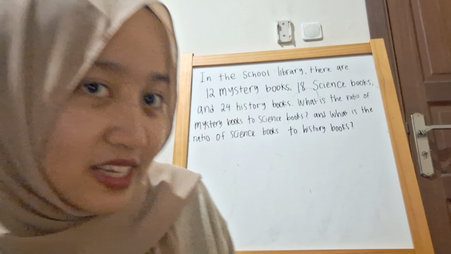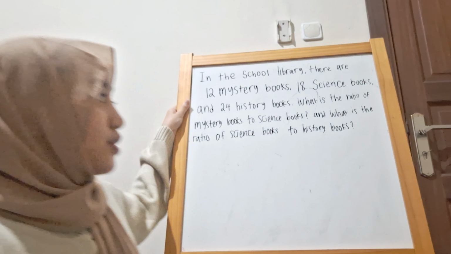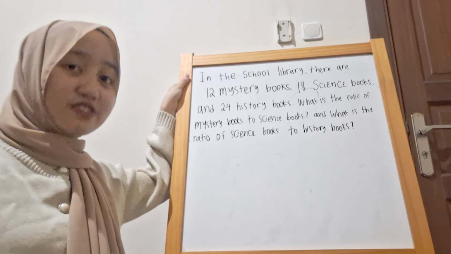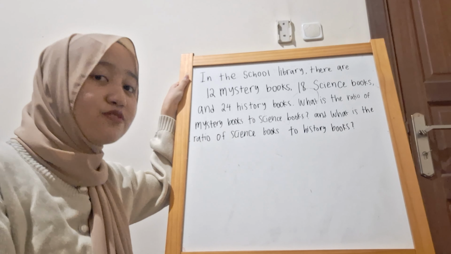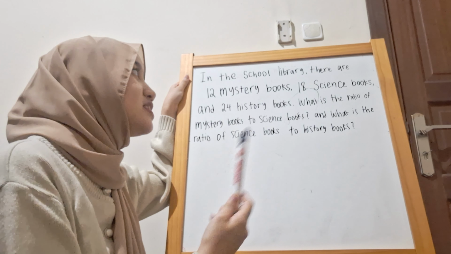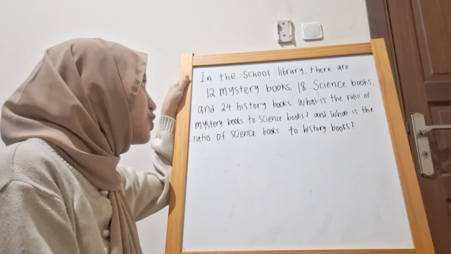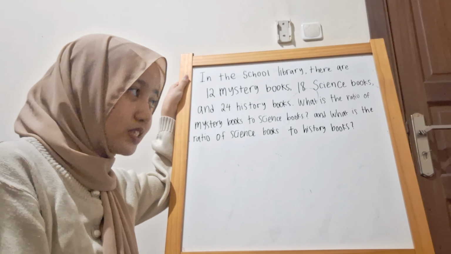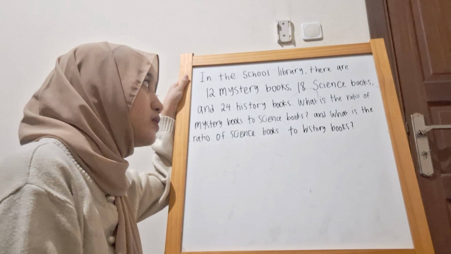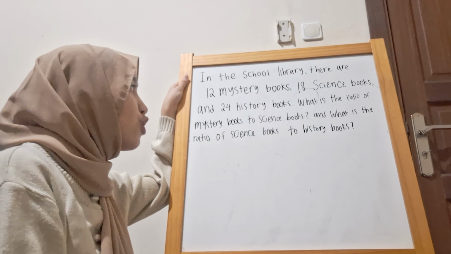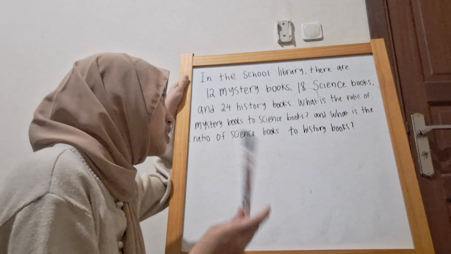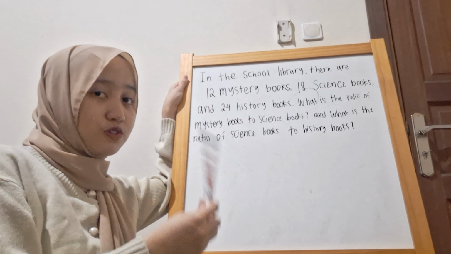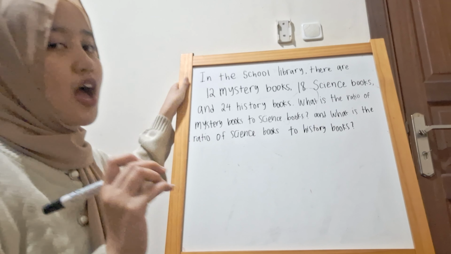So we can see the problem here. Don't worry, you guys don't have to do it first. So I'm going to read it. In the school library, there are 12 mystery books, 18 science books, and 24 history books. For the first problem, what is the ratio of mystery books to science books, and what is the ratio of science books to history books?